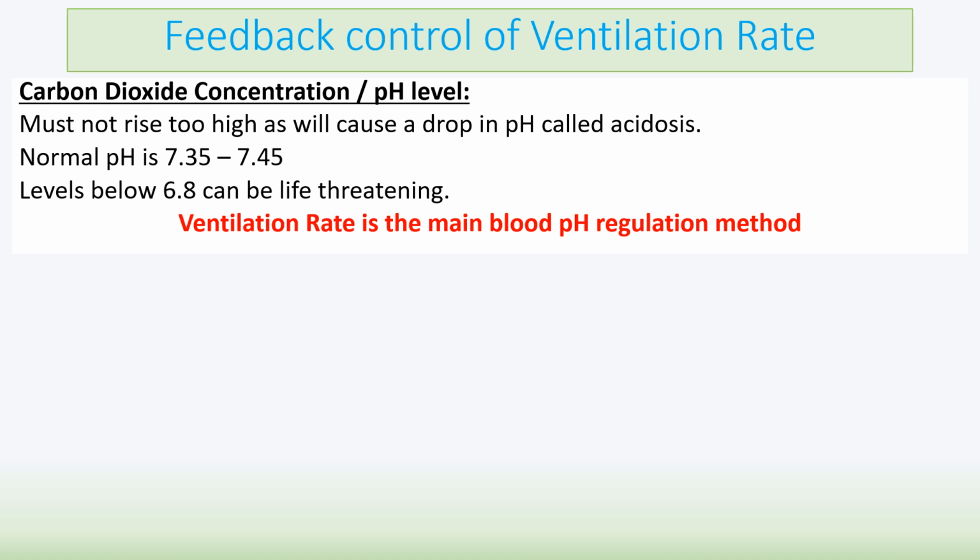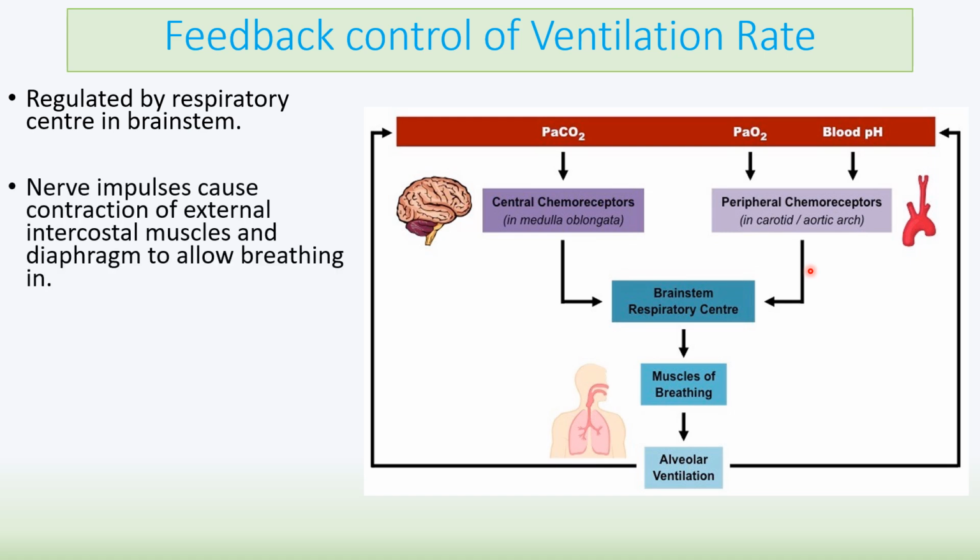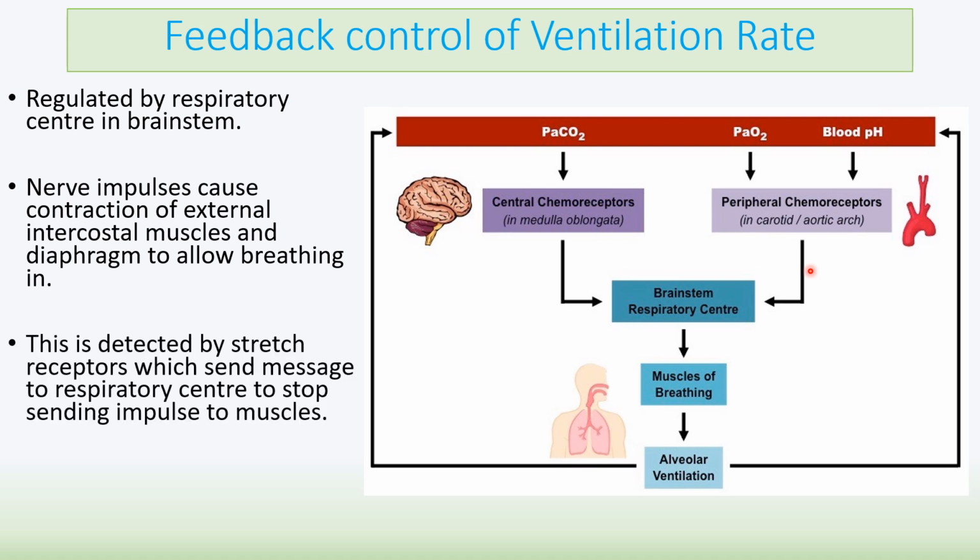So ventilation is the main control of pH regulation in your blood, but your blood also controls ventilation. So here you can see how it all sort of works together. You have the carbon dioxide concentrations and blood pH affecting chemoreceptors, which then tell your brain and the respiratory center to increase breathing, and your muscles then respond by increasing breathing rate. So it's regulated by the respiratory center in the brainstem. Nerve impulses cause contractions then of the diaphragm and intercostal muscles, and this is then detected.